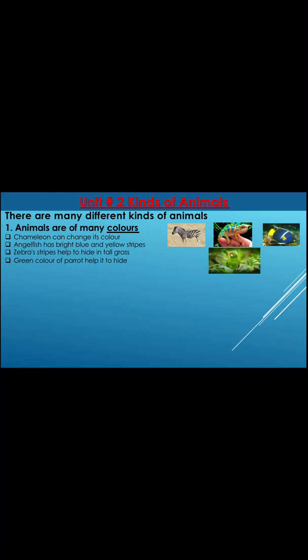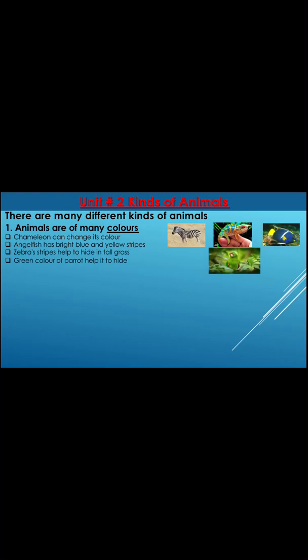Unit number 2, kinds of animals. There are many different kinds of animals. Number 1, animals of many colors. Animals have very different colors. Like chameleon can change its color. It looks like a lizard and it has a very long tail which wraps around the branch. When it is on the branch, its color will be brown. And when it is on the leaf, its color will become green. So it can change its color.